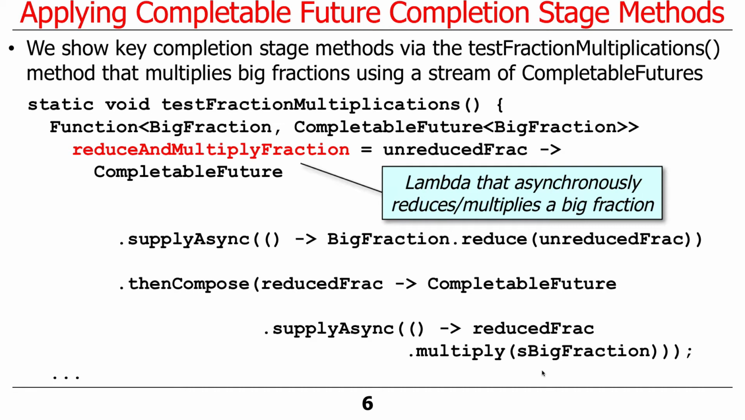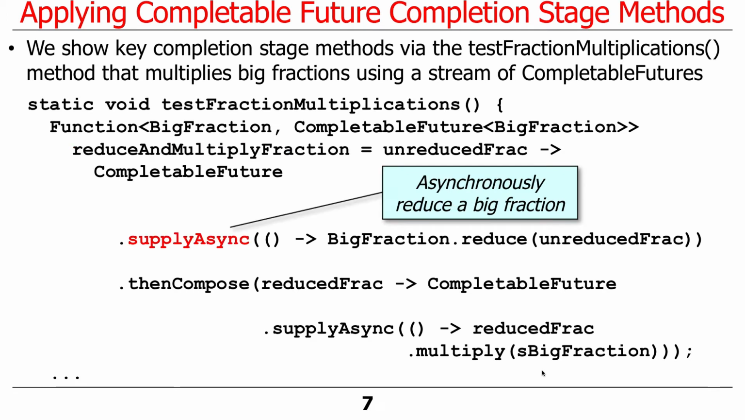So this is a lambda. We're going to define a lambda called reduce and multiply fraction that's going to reduce and multiply a big fraction. That's not too hard. And of course, that fraction will be unreduced. So what we're going to do is asynchronously run in the background a method that will reduce an unreduced fraction. An unreduced fraction is just a fraction that has not been turned into a reduced form, right? It's going to have some big denominator and some big numerator, and they haven't been reduced to their simplest form yet. So that's going to run asynchronously in the background somewhere.